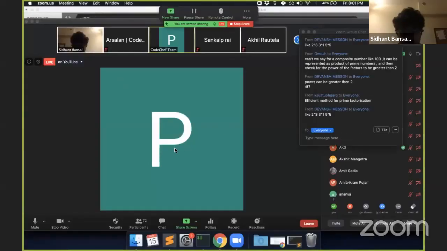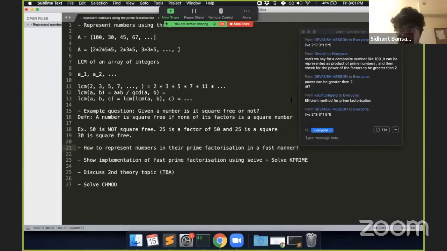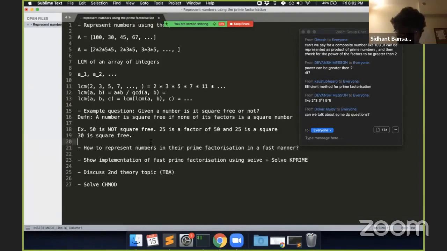How to represent them? Now we discussed all these methods, and in all these methods we had this thing. Okay, you can see my screen, right, guys? In all these methods, we had this thing that we can represent numbers fast in their prime factorization.